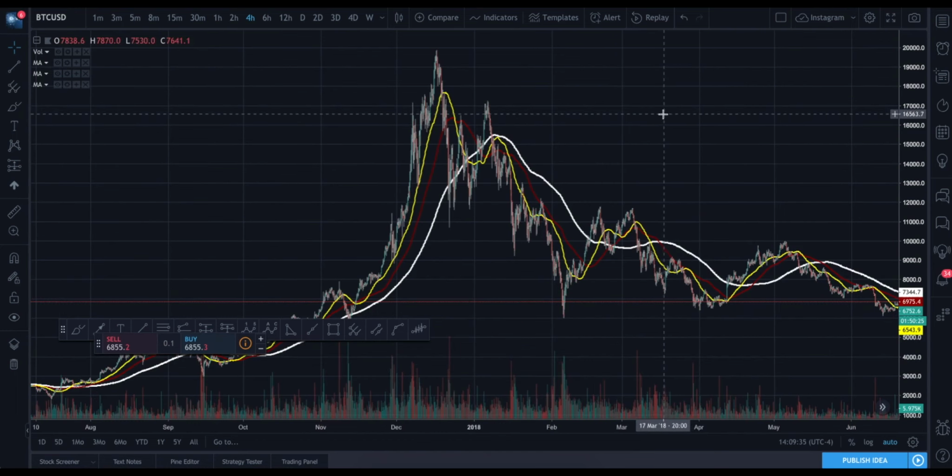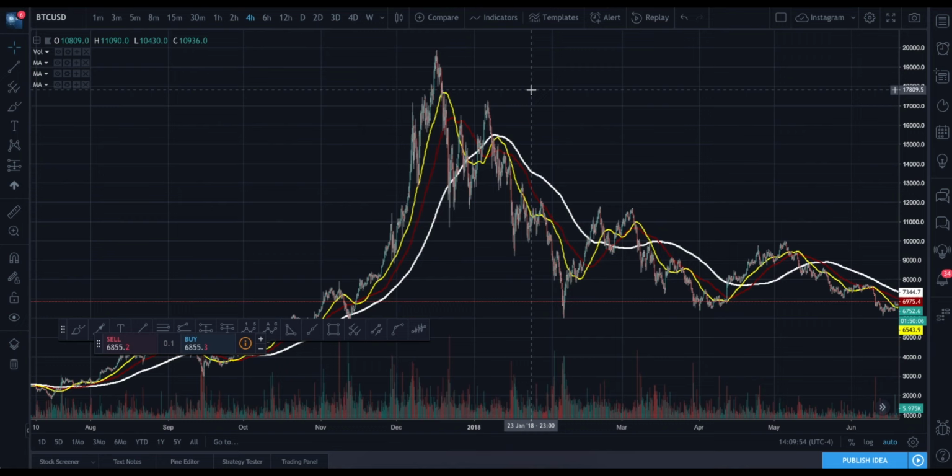Now, if you have the 50 moving average, which is this one here, the yellow one, and you put it on the daily chart, it's giving you a line based on the average of the last 50 daily candles. If you put that same moving average on a 1-hour chart, it's giving you a line based on the average price of the last 50 hourly candles. If you put this on a weekly chart, it's giving you a moving average of the last 50 weeks.